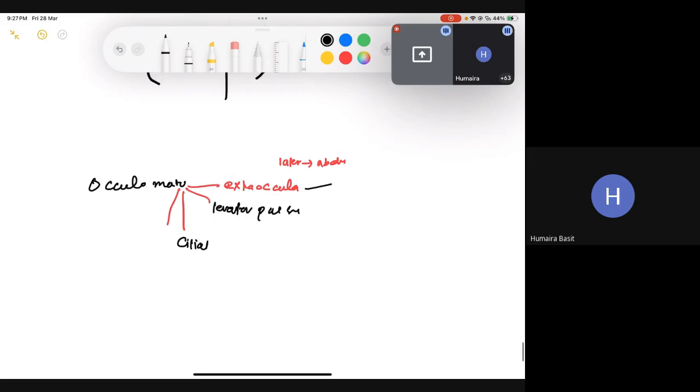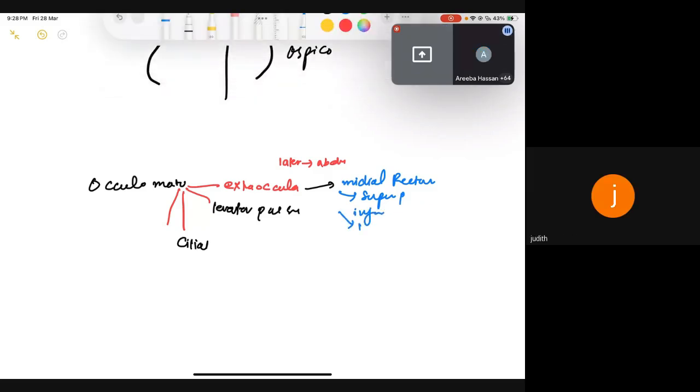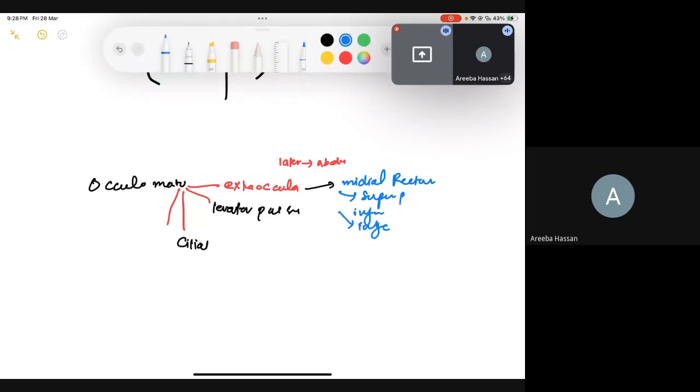Which extraocular muscles can you name? Superior rectus, medial rectus, inferior rectus, and inferior oblique, right? Okay. And the levator palpebrae superioris.